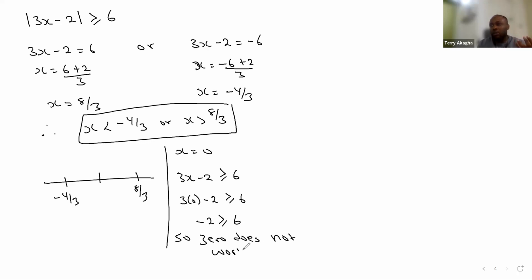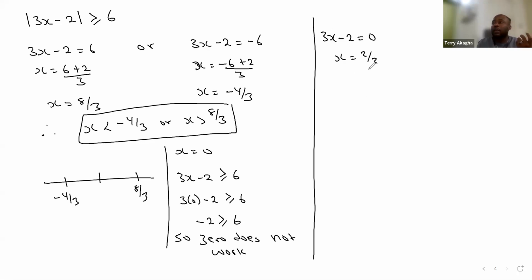Okay, and if you want to draw the graph as well, you also see that 0 does not work. So to get the vertex, you equate 3x minus 2 to be equal to 0. So x is going to be 2 over 3. So you draw your graph. This is going to be 0. This is going to be 2 over 3. Okay, and we know this is going to be the modulus graph. Okay, and we're looking at y equal to 6.